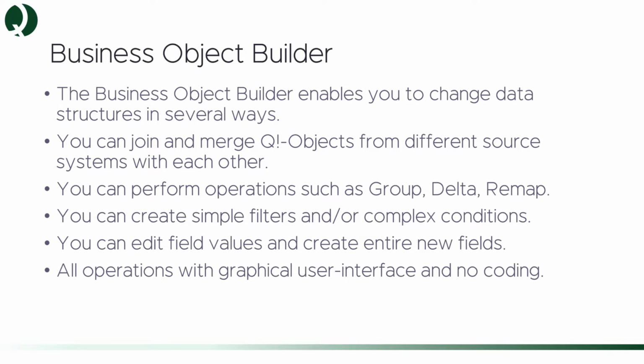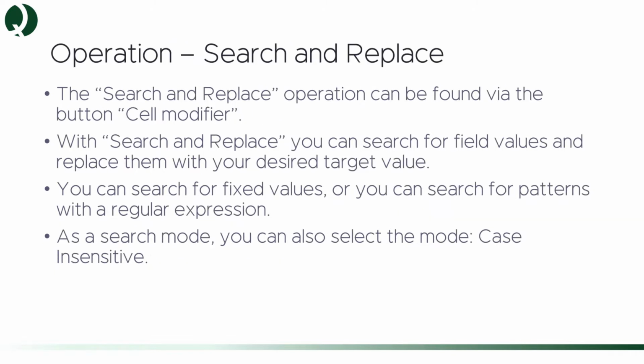This learning video will focus on demonstrating how to search for field values and how to replace them. All operations within the Business Object Builder application can be carried out via graphical user interface, which means that no coding is required from the user. The operation search and replace can be found via the cell modifier button in Operations. With search and replace, you can search for field values and replace them with your desired target value.